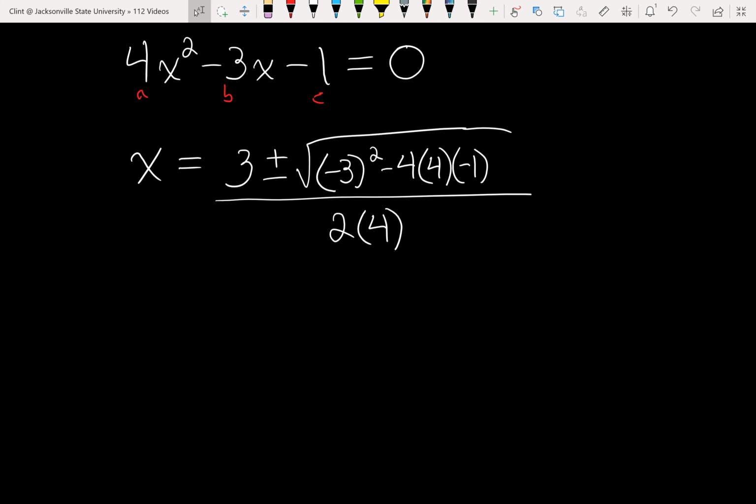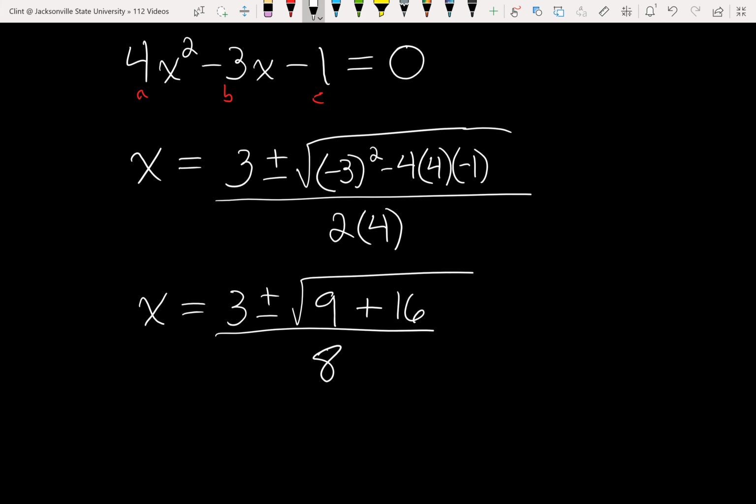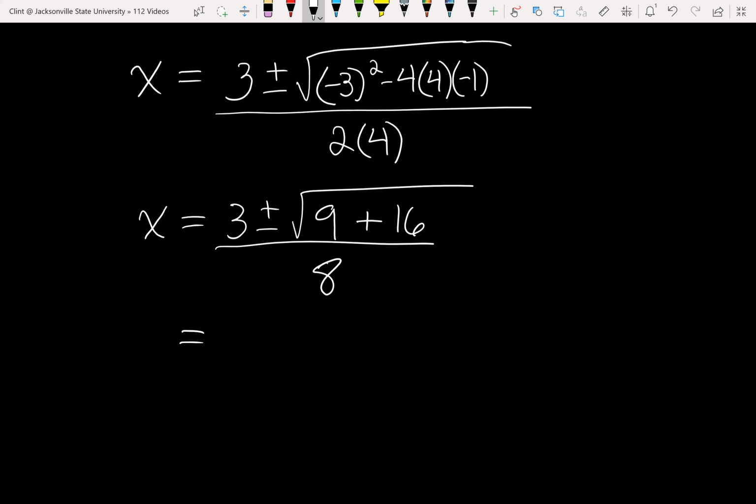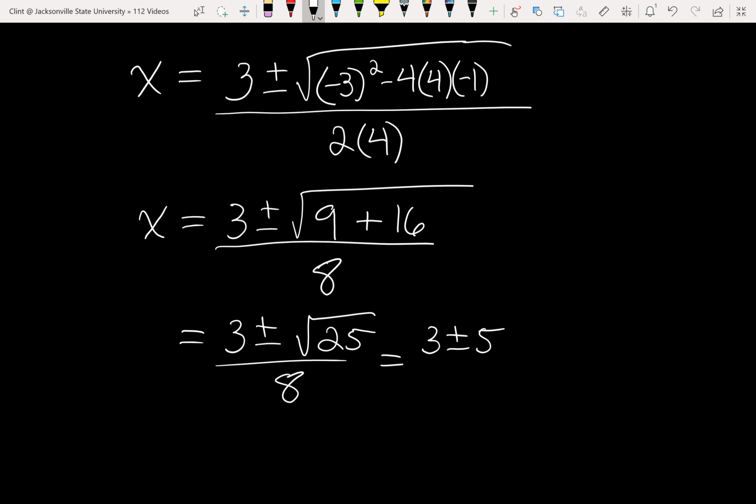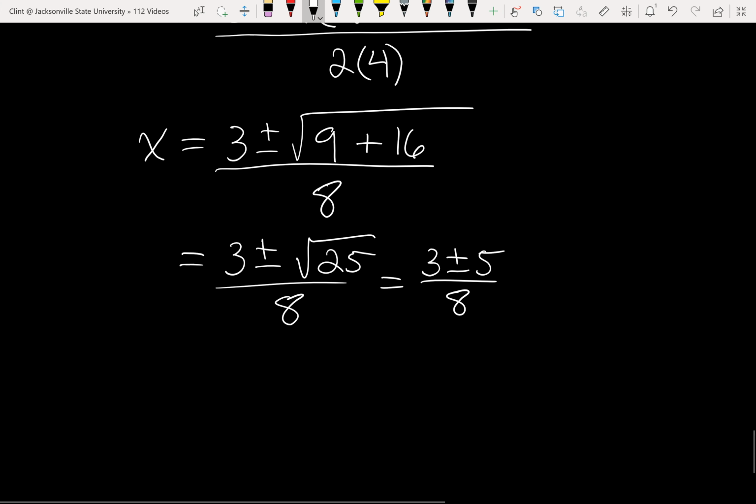Okay, so now we'll simplify. Negative 3 squared is 9. And then we have negative 4 times 4 is negative 16, times negative 1 is positive 16. And this is over 8. So it looks like we could have factored, but we've got the square root of 25 here, which is 5. So we've got 3 plus or minus 5 over 8. So what do we think our two solutions are?